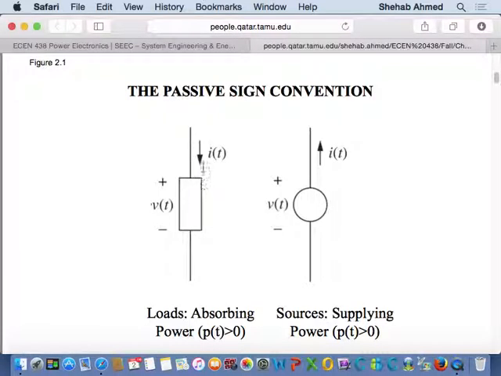So if current is coming out of a load, then that power is negative. So this V times I in that case for that load is negative. What does that mean? That means that the load is not consuming or absorbing power, it is actually generating power. This is the case, for example, with electric machines in a power system, or a nicer, better example, maybe hybrid vehicles, right?